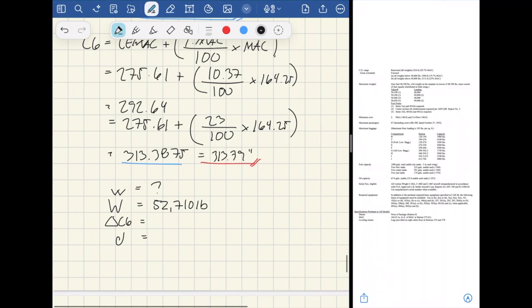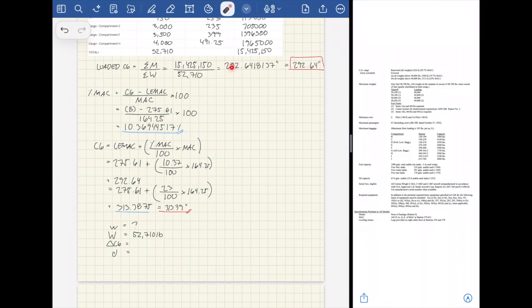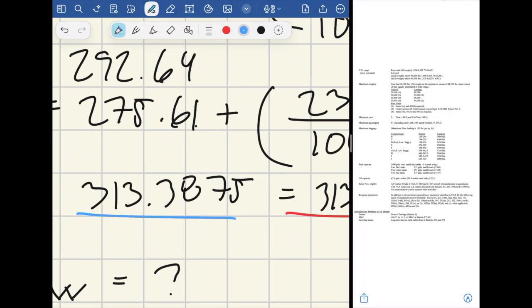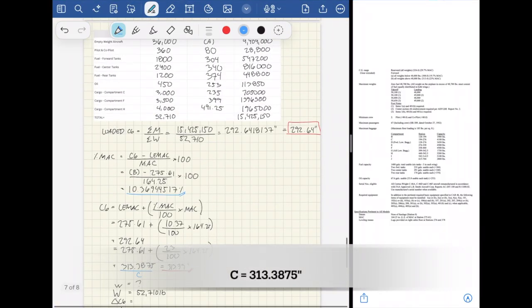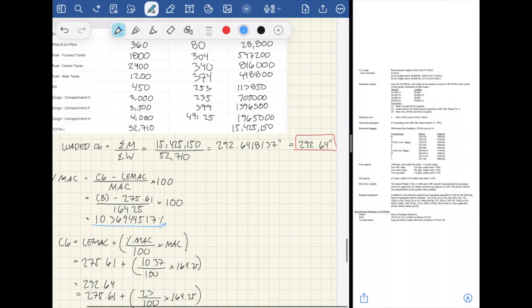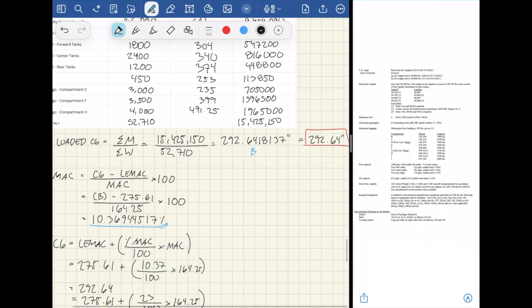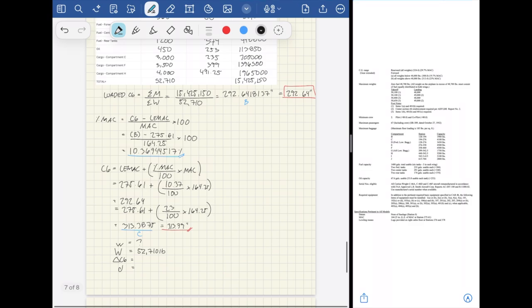Next, our change in CG. Now, guys, wag tayong malilito because we're gonna subtract the answer from the CG derived formula from the percentage mark and the loaded CG. Okay? And do remember that our 313.3875 is nakastored sa ating C. And our loaded CG is nakastore sa ating letter B. But don't worry, i-flash natin yan para wag kayo malito.